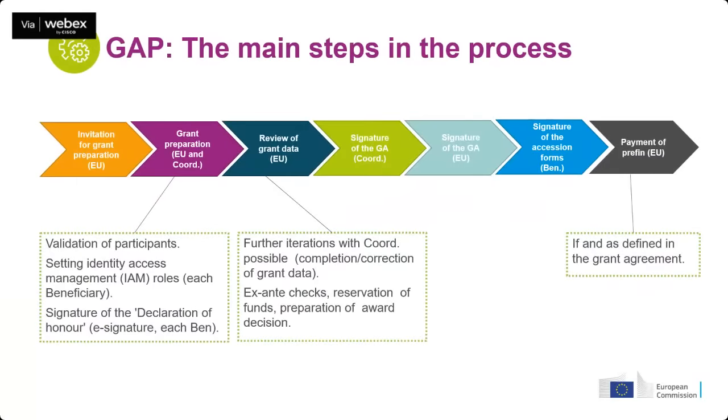Now, looking deeper into the grant agreement preparation and the detailed steps, the first step is that you receive an invitation to prepare for the grant signature. Then the grant preparation process starts. The main part in the beginning is performed by the beneficiaries, who need to submit all the data. At the same moment, all the entities which are not yet validated and participate in the process will need to be validated.